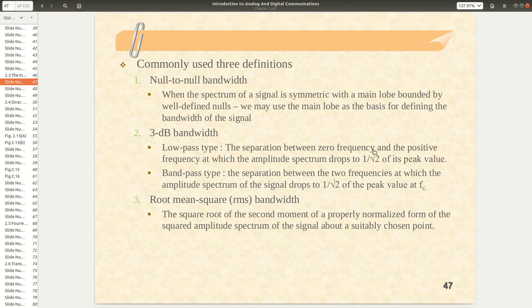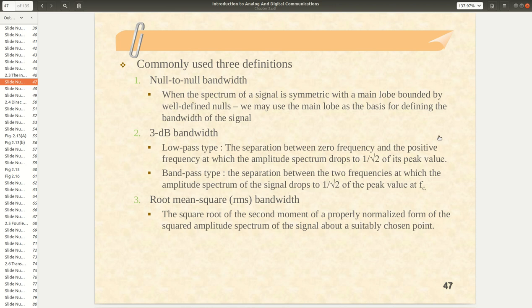In some cases you may see something like this. It is from this point until this point, which we call the 3 dB bandwidth, from zero frequency until the positive frequency where the amplitude is reduced or dropped to 1 over the square root of 2.